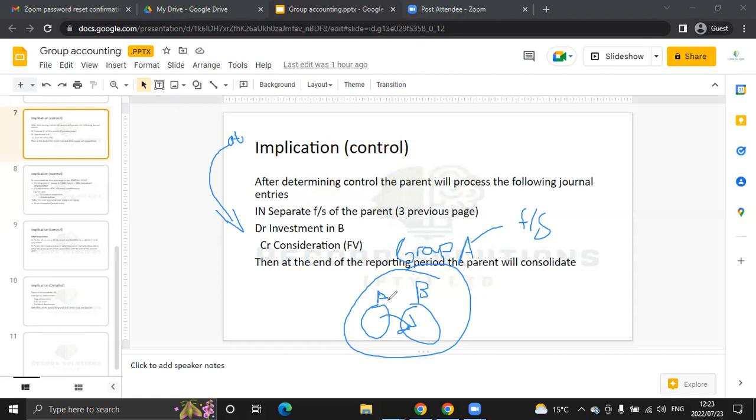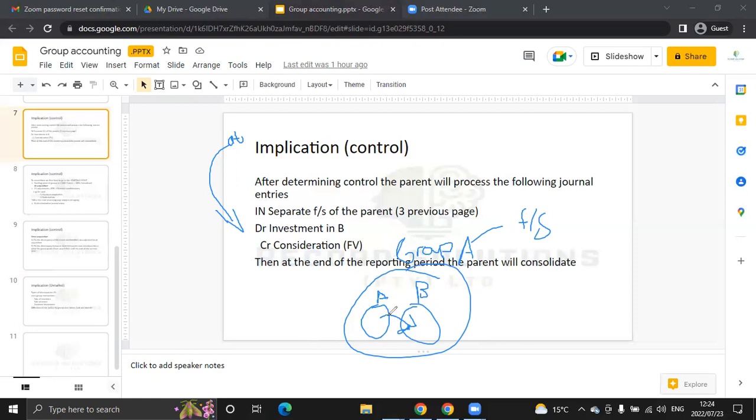Although the financial statements of A will record a transfer of an asset to B, and B will record a purchase of an asset, from the group A perspective, nothing happened. Nothing happened because there was no transfer to outside parties. A is separate from B, so in the separate financial books, they will record something. But from a group perspective, nothing happened. And this is basically what we are doing.